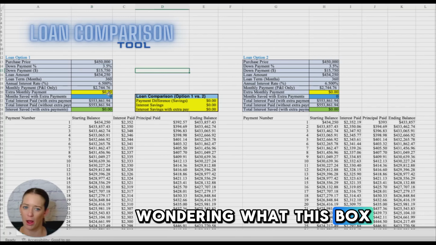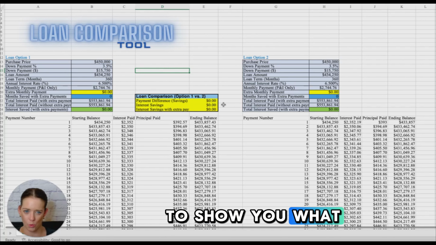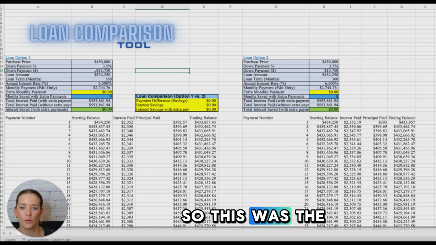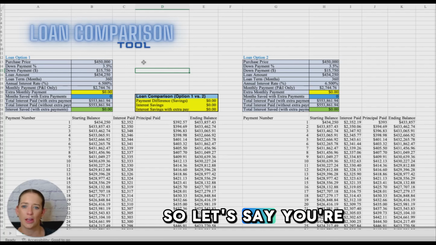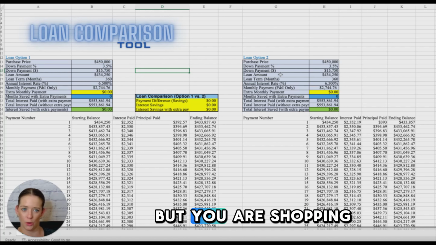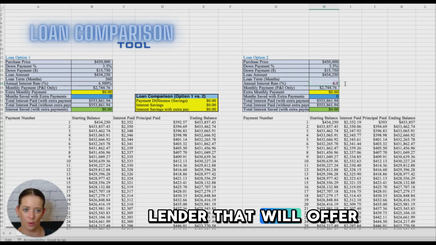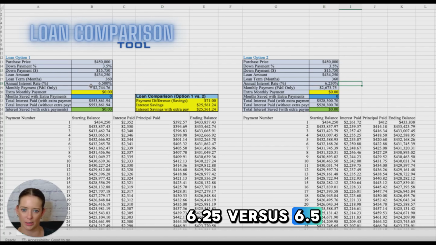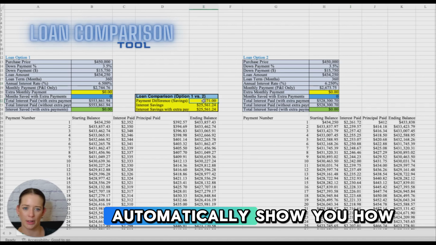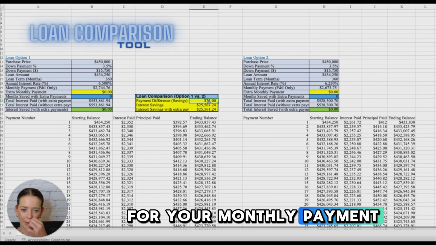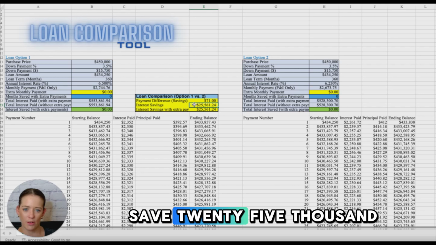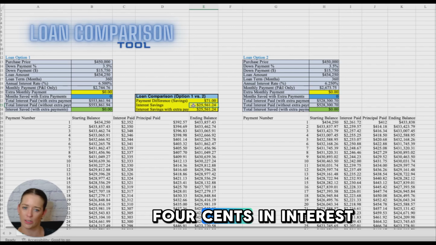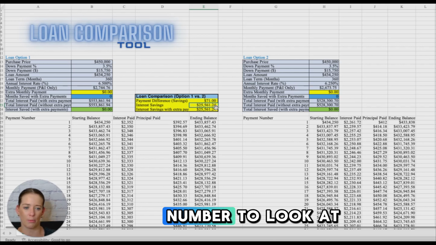So you might be wondering what this box is here, and I am going to show you what this can do. This was the box we were playing with before, but here you can put a second loan option to compare side by side. So let's say you're not going with the seller credit, you're not doing a buy down, but you are shopping interest rates, and there is a lender that will offer 6.25 versus 6.5. So you have one lender here at 6.5, one at 6.25. This will automatically show you how much you're saving for your monthly payment. So this option will save you $71 per month. And over the life of the loan, you'll save $25,561.24 in interest. So that's an important number to look at as well.